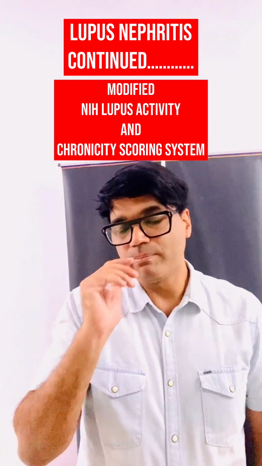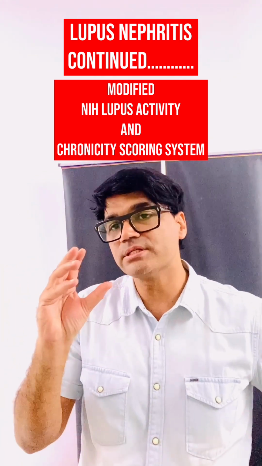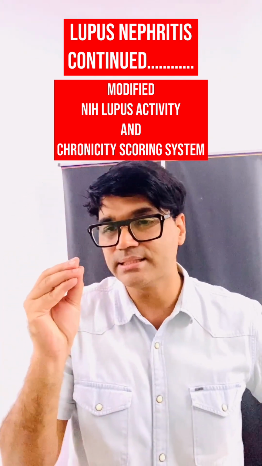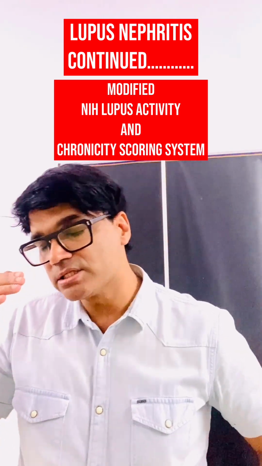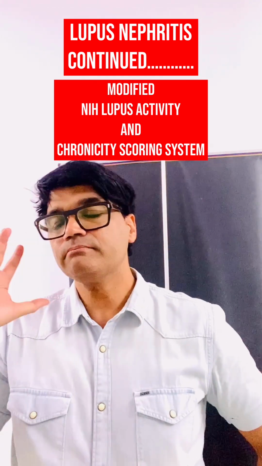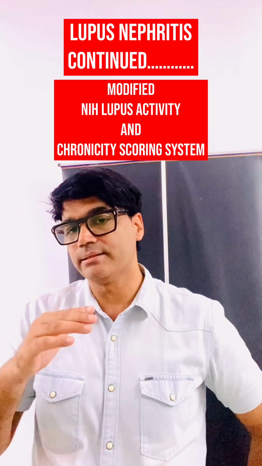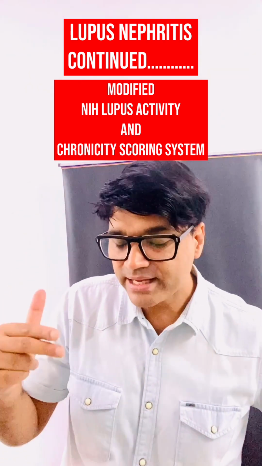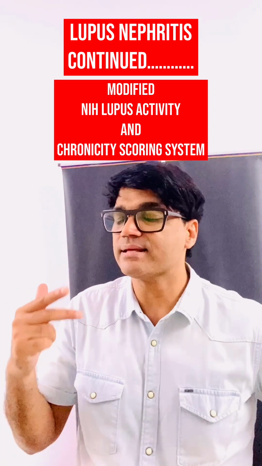So if we talk about the activity index, if the score is 0 to 5, then the disease is of low activity. If it is 6 to 11, this is moderate. If it is 12 to 24, it is high. And in the chronicity index, if it is 0 to 2, it is low. If it is 3 to 5, it is moderate. And if it is 6 to 12, it is high.